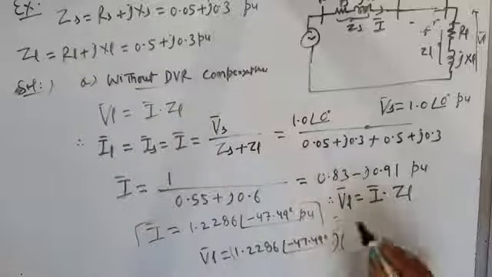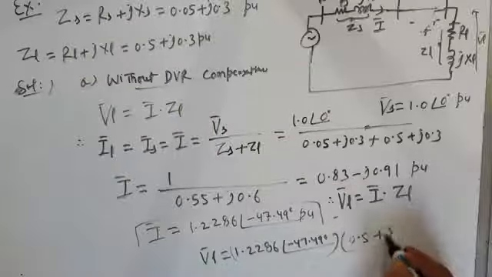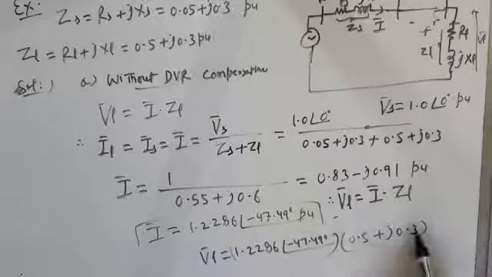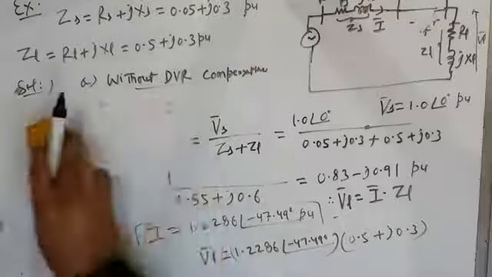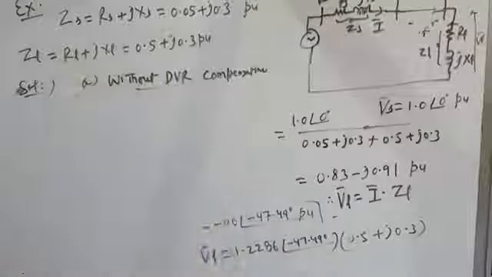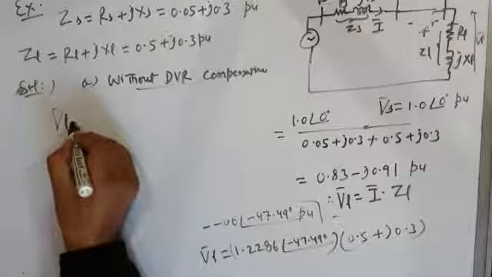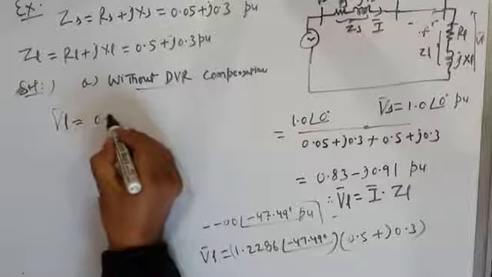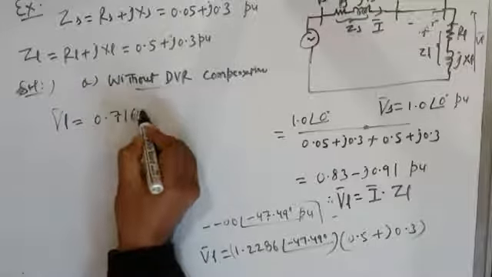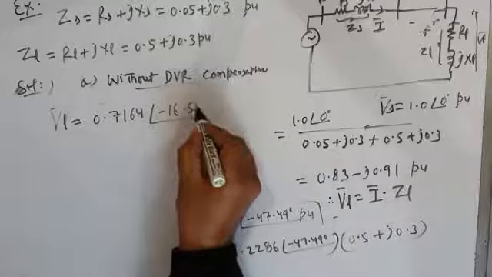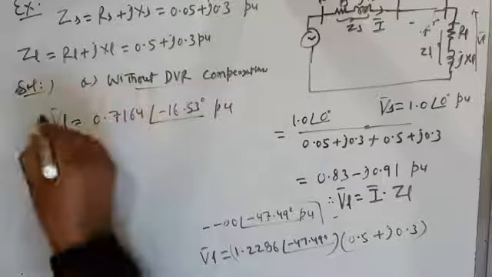और load impedance आपकी कितनी है? It is given here 0.5 + j0.3. Now this is in polar form, this is in rectangular form. You convert this also into rectangular form, multiply that with this, you will get load voltage. And as per my calculation, I have got a load voltage without compensation equal to 0.7164 at an angle of -16.53 degree per unit. This is the load voltage.